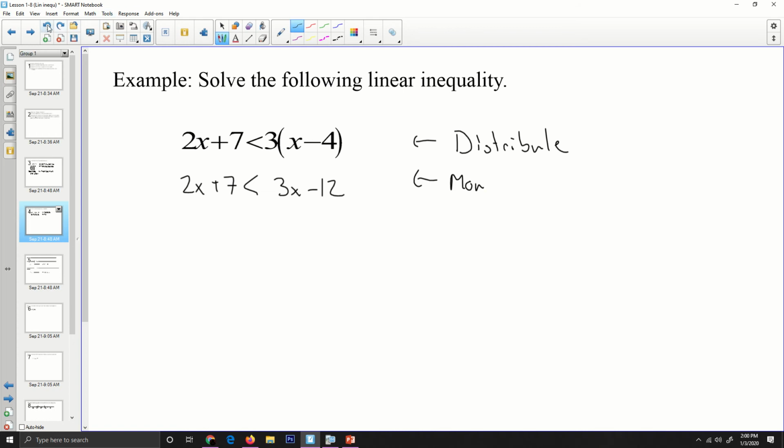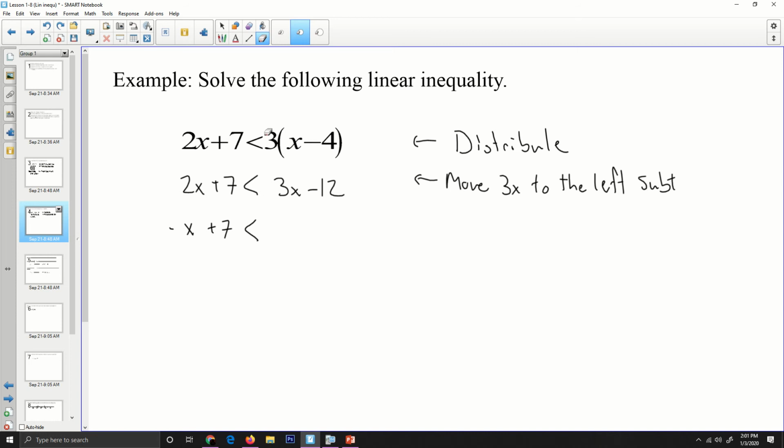All right, and I'm doing this on purpose. I'm going to move the 3x to the left, and I'm going to have to do that with subtraction. And so what that'll give me is negative x plus 7 is less than, oops, I already moved the 3x, so is less than negative 12. And then I'm going to subtract 7 from both sides.